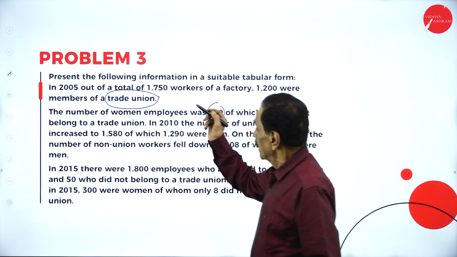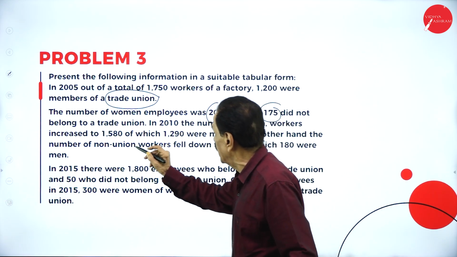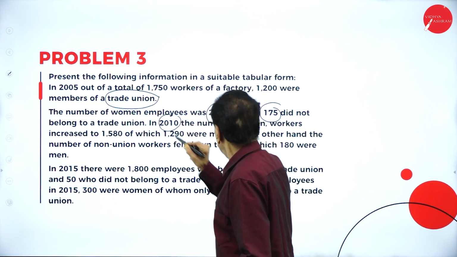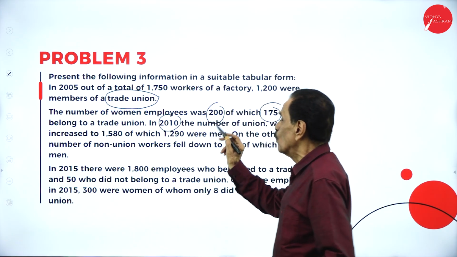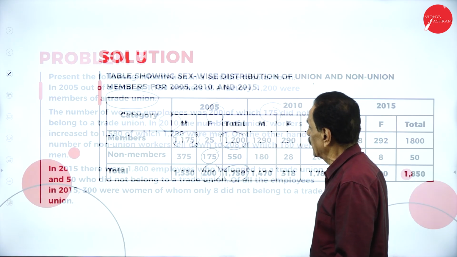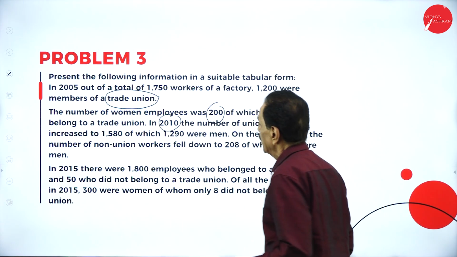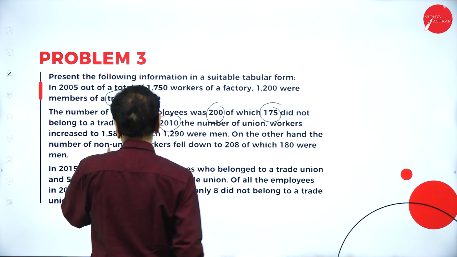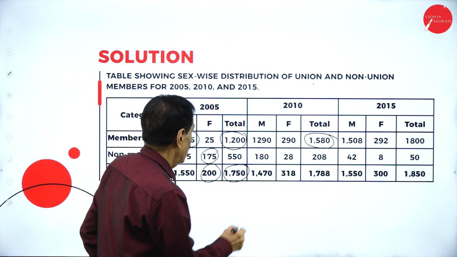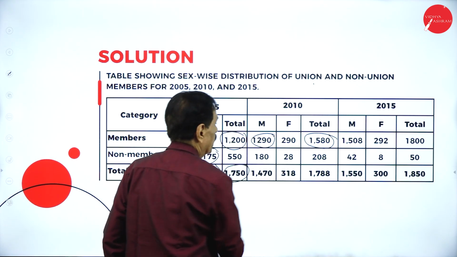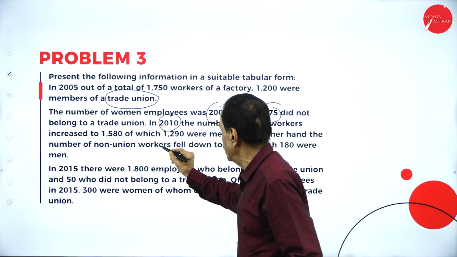The number of women employees was 200, of which 175 do not belong to the trade union. In 2010, the number of union workers increased to 1,580, of which 1,290 were men. Come back here. It has been increased to 1,580. Of which 1,290 were men, so the balance 290 goes to female. Number of workers 1,050.